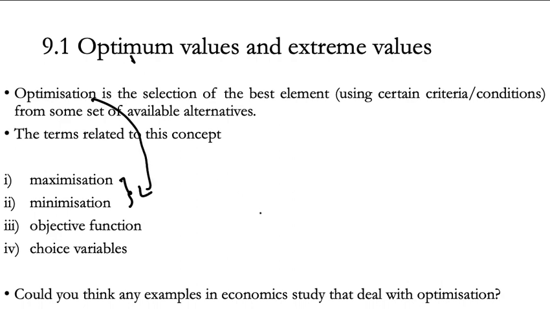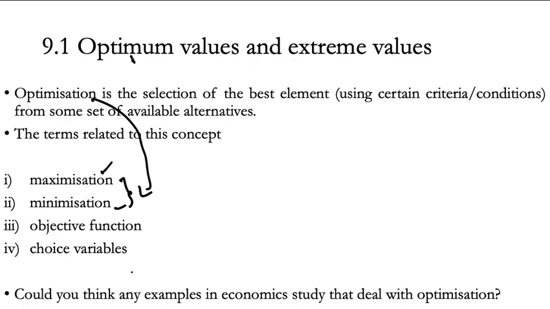If you see the first and the second one, maximization and minimization, both of them are basically optimization. Optimization is just a very general term, but if you want to make it more specific, then you may want to talk about maximization only, or you may want to talk about minimization only. Now, objective function and then choice variable. The objective function is the function that we will use to optimize in order to get either a maximization or minimization problem. Okay, and a choice variable is also known as an argument.